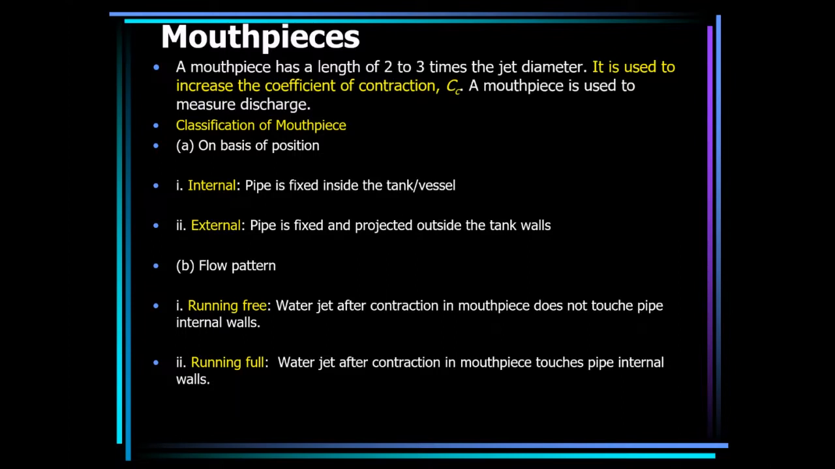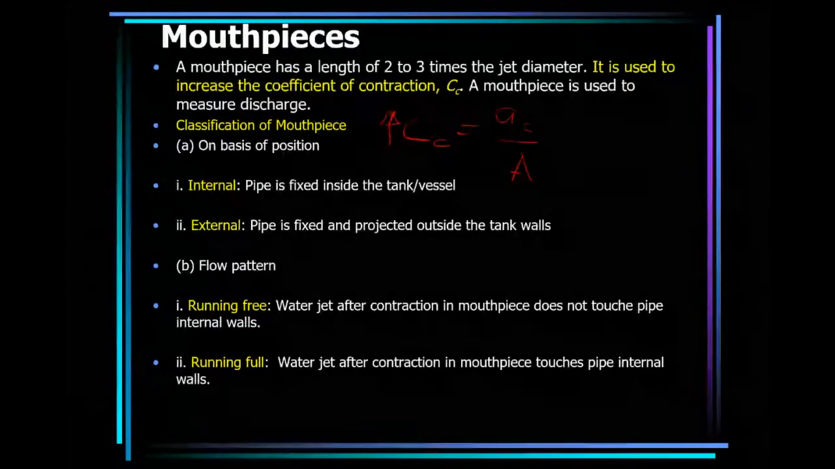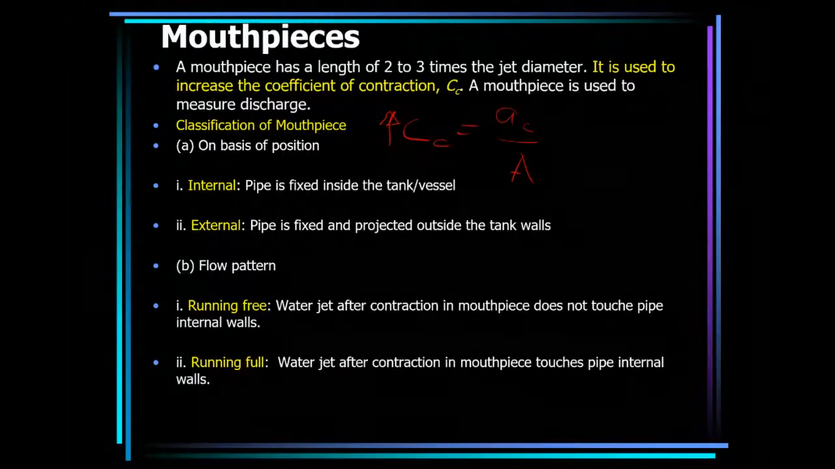But when the coefficient of contraction is reduced, then the flow rate is reduced accordingly, because the coefficient of contraction is simply the area of the vena contracta over the area of the orifice, isn't it? And when it is increased, remember, Cc is simply Ac over the area of the orifice. So a higher value of Cc means that the area of the vena contracta is getting closer to the area of the orifice.